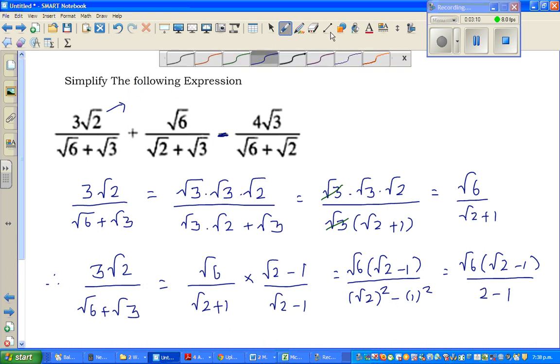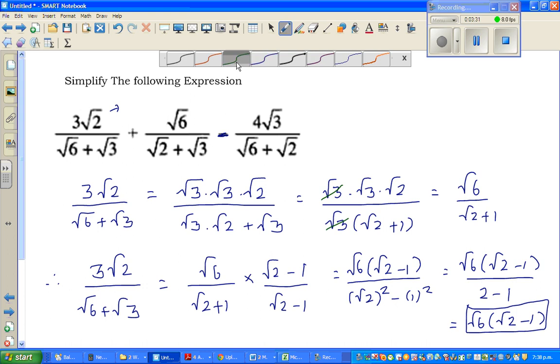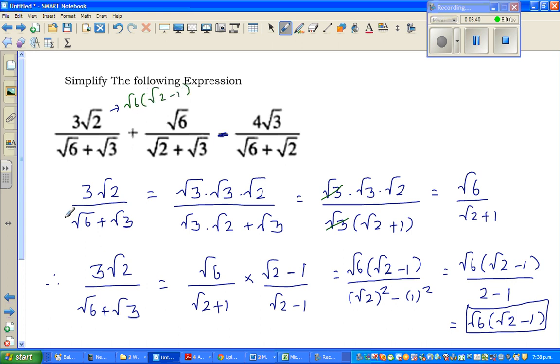Okay, where can I write? Okay, so let me find some space here. Let me write the simplified form, which is nothing but root 6 times root 2 minus 1. This is the simplified form of the first term. So this simplifies to, let me change color, root 6 times root 2 minus 1, which is the simplified form of this.